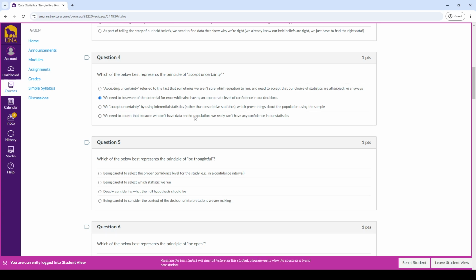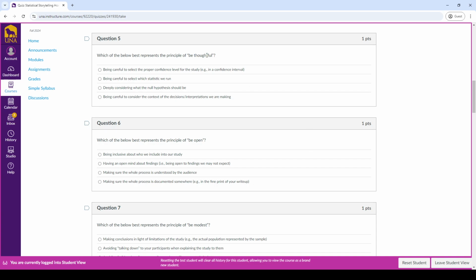Be aware of the potential for error while having an appropriate level of confidence in our decisions. Again, the idea isn't that we have zero confidence, even though we don't have the data directly. The idea behind using sample statistics to make inference about the population is that we can acknowledge the error, but still have an appropriate level of confidence, 95, 99, 90%, in the conclusions and the descriptions and the decisions that we make.